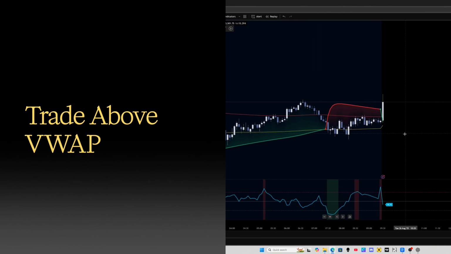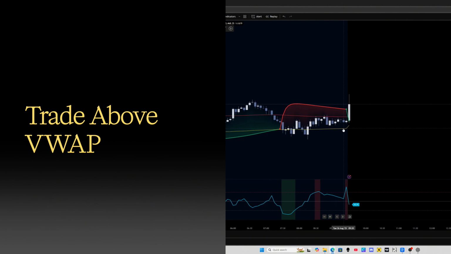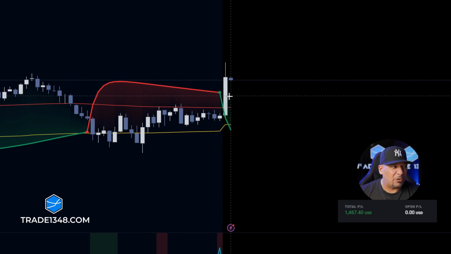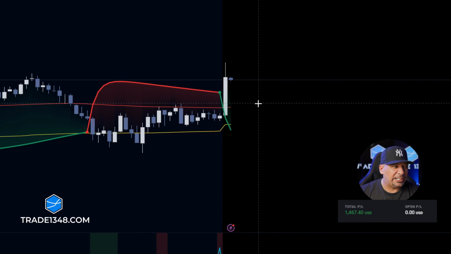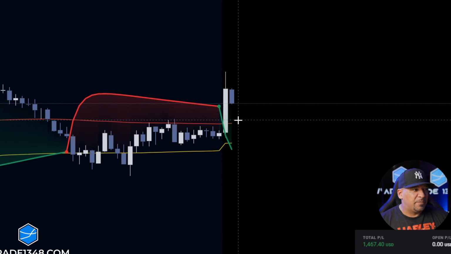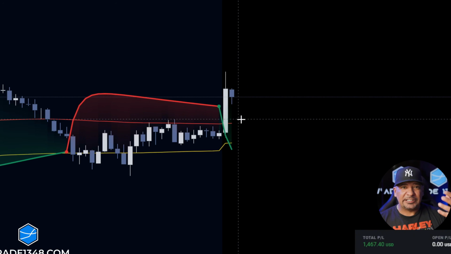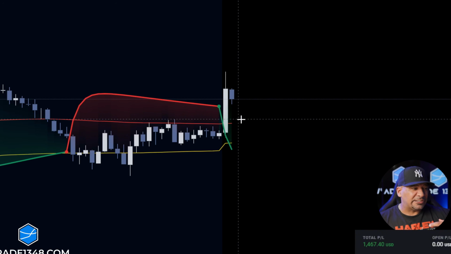Now, very simple rule: when you are above VWAP, this area here, and when you are above the 200, this area here, you go long. And so all I did was wait for the trade to come to me. Okay. That's all I did. Now, where did I wait for that trade to come to me? This is where our other indicators help us develop our thesis.